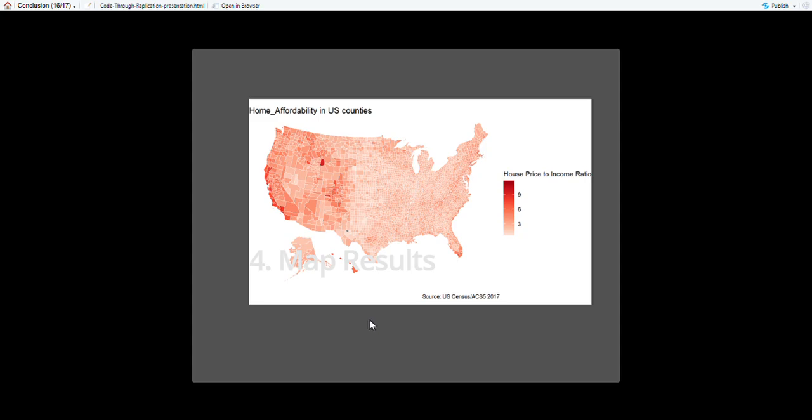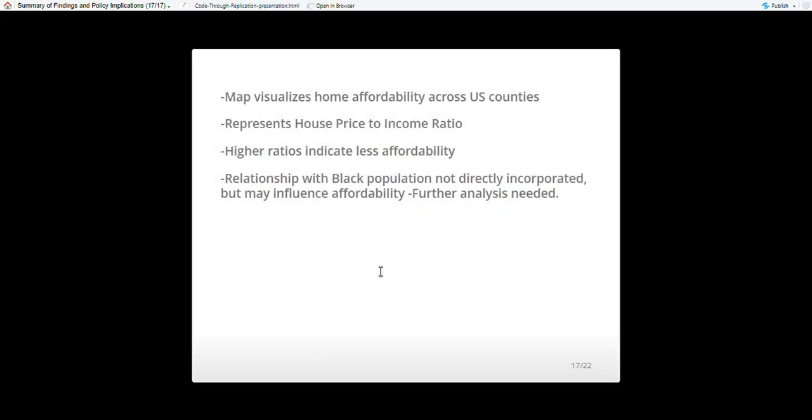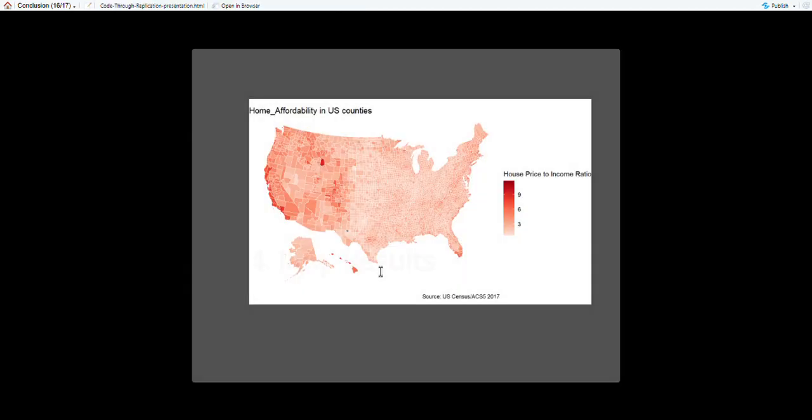So now let's see the map results. The map visualizes the home affordability across U.S. counties, represented by the house price to income ratio. This ratio is calculated by dividing the median value of housing units, the house prices, by the median household income, HH income. Areas with higher ratios indicate relatively less affordability, meaning housing costs are higher compared to household incomes.